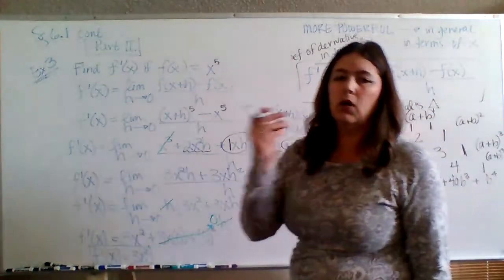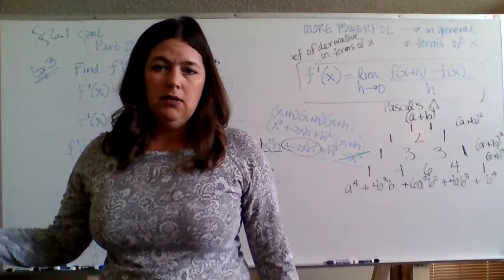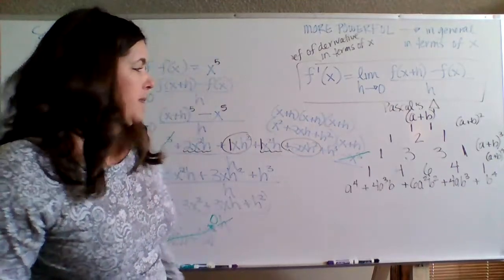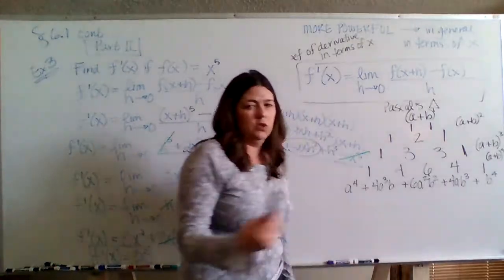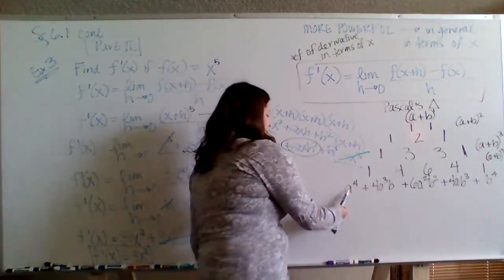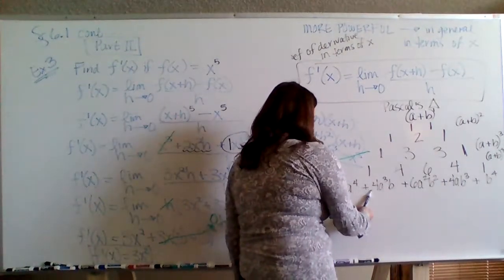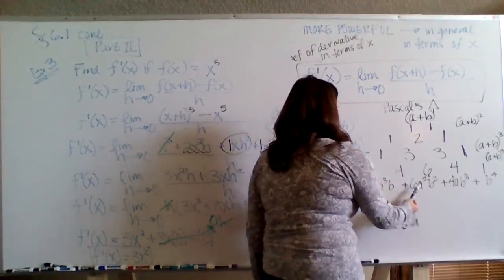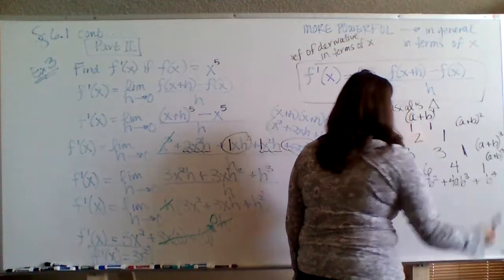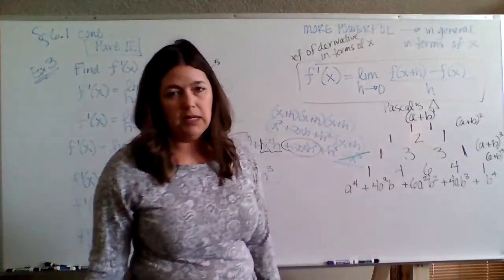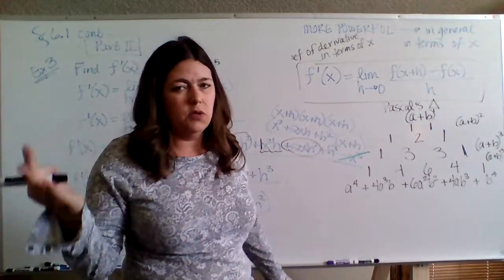So it's telling you the coefficients in front. Okay? And the only difference is if this were minus instead of plus, the signs would alternate. So it would be a to the 4th minus 4a cubed b, plus 6a squared b squared, minus 4ab cubed, plus b to the 4th. The signs would alternate if it's minus. It's going to be plus for you guys because we're doing x plus h.